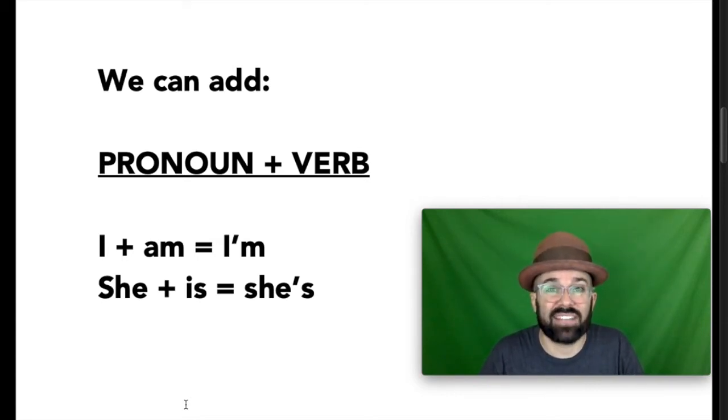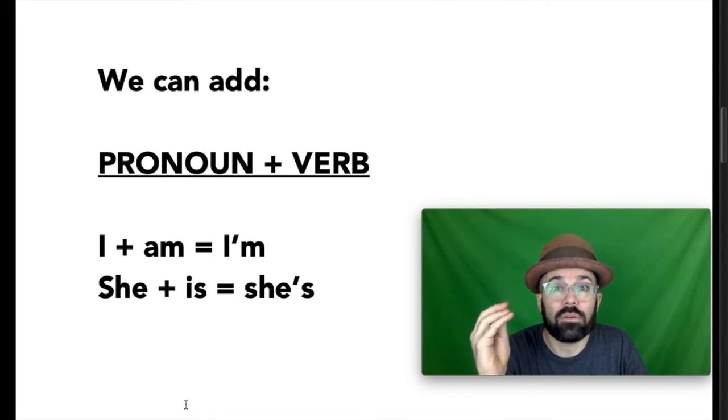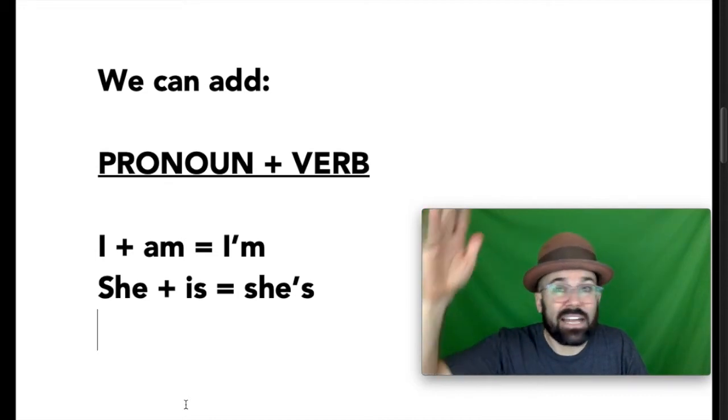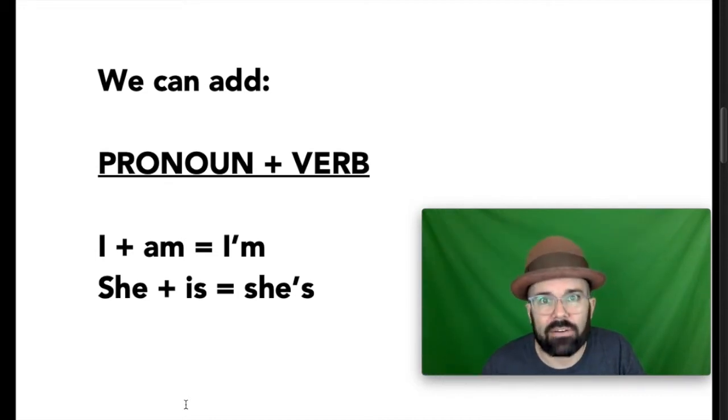An apostrophe is not a glue that is holding the two smushed words together. It is more like a little wisp of smoke. It's the evidence that missing letters used to be here, but they're not there anymore.